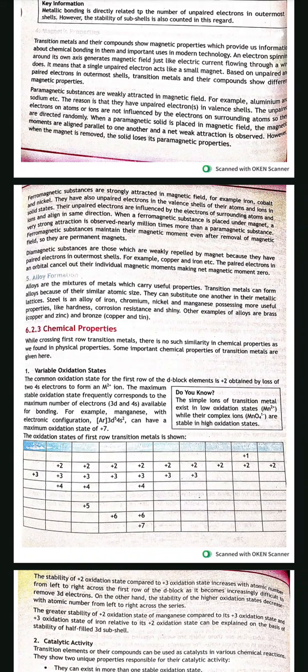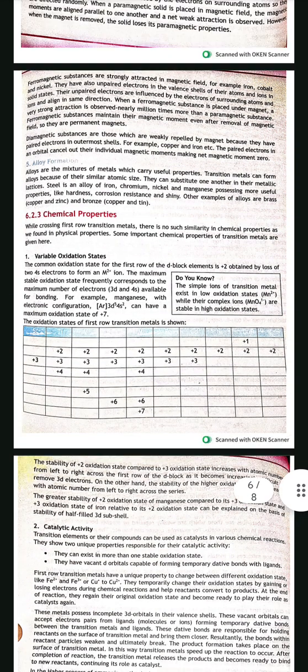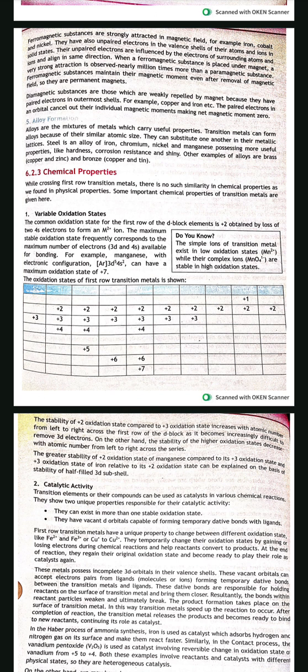Paramagnetic. Paramagnetic substances are weakly attracted in a magnetic field, for example aluminium and sodium. The reason is that they have unpaired electrons. The unpaired electrons on atoms or ions are not influenced by the electrons on surrounding atoms, so they are directed randomly. When a paramagnetic solid is placed in a magnetic field, the magnetic moments are aligned parallel to one another and a net weak attraction is observed. However, when the magnet is removed, the solid loses its magnetic properties.